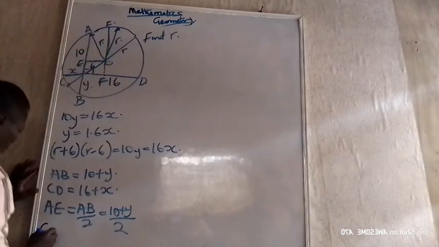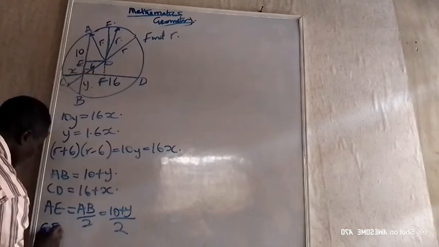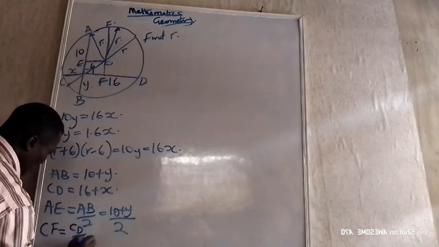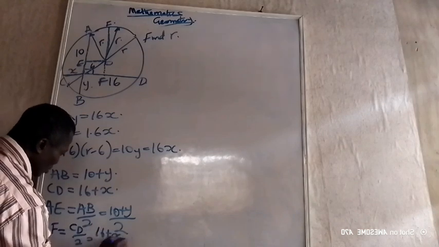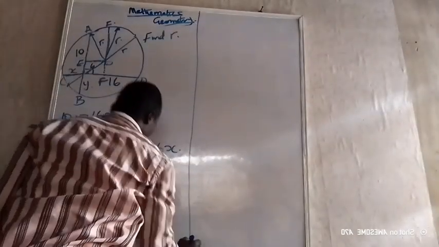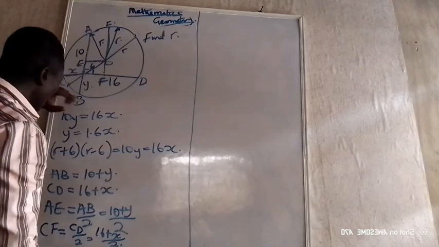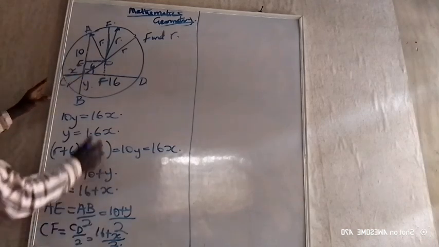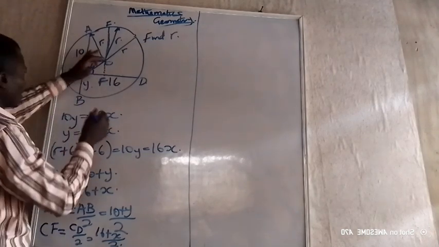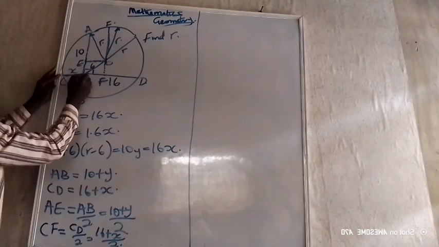So CF is equal to CD over 2, which is 16 plus x over 2. We are getting somewhere now. Now, let us find the distance between E and O. You know that EO will be equal to CF minus X. EO, this place, will be equal to CF minus X, is equal to this place too.